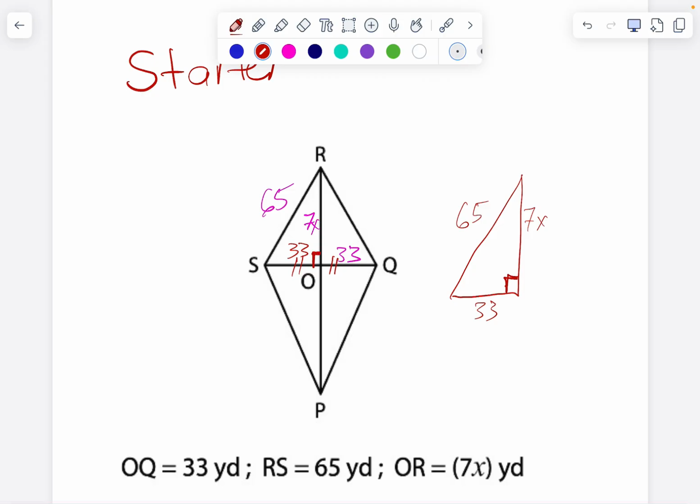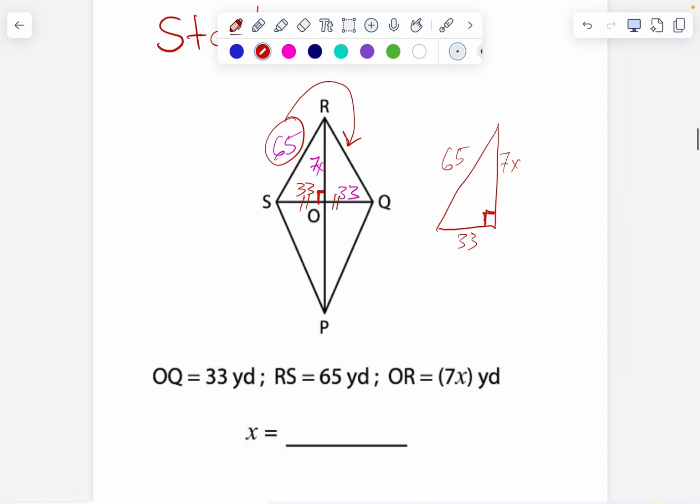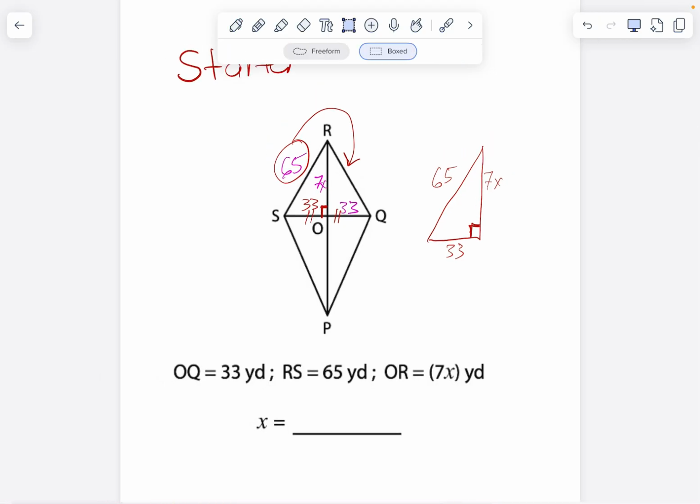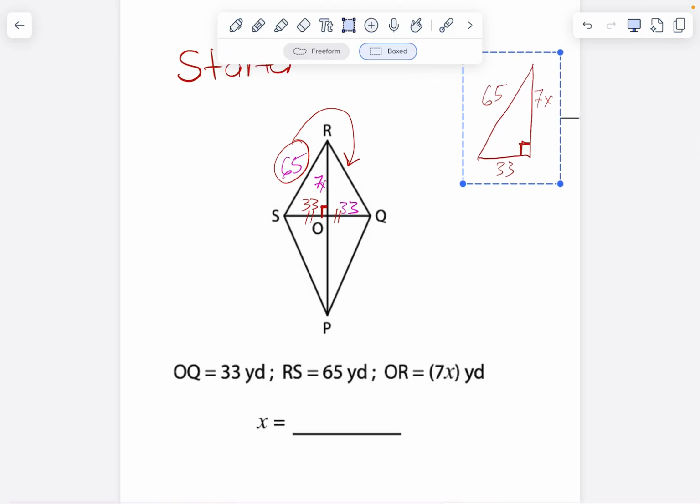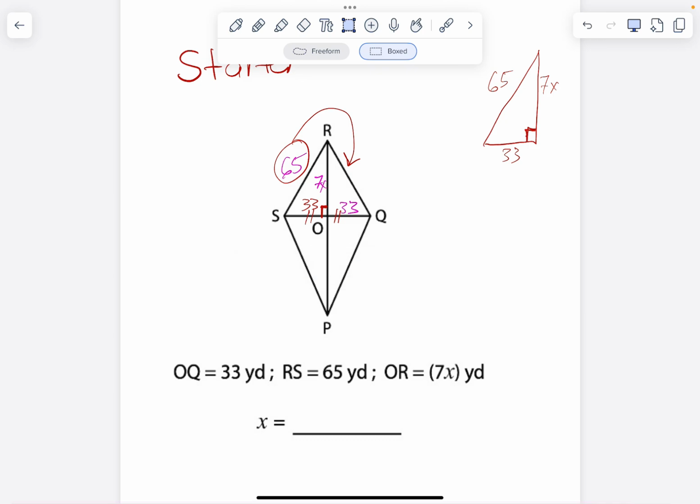I said there were two options. The other one would be to copy and paste 65 to the other diagonal or the other side length, RQ. And either way, you'll end up with the right triangle. Okay, from there, how do we solve? We have lengths in a right triangle. What's our tool?